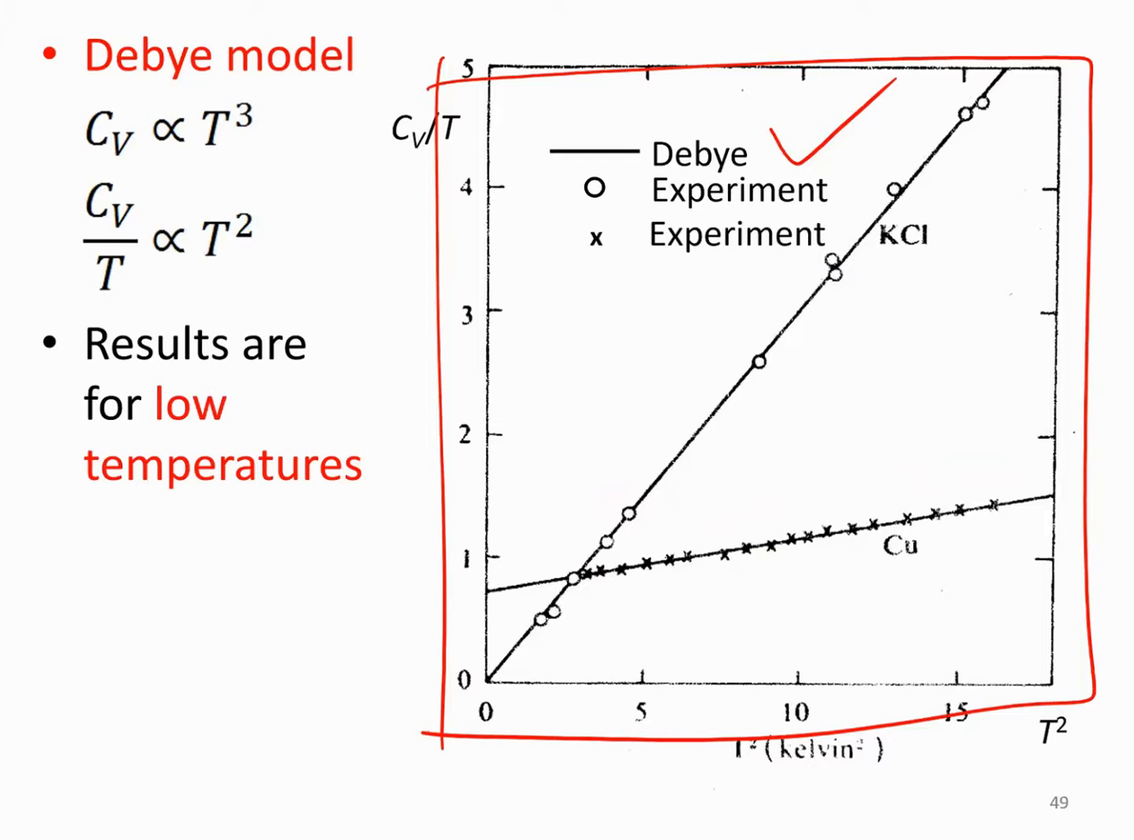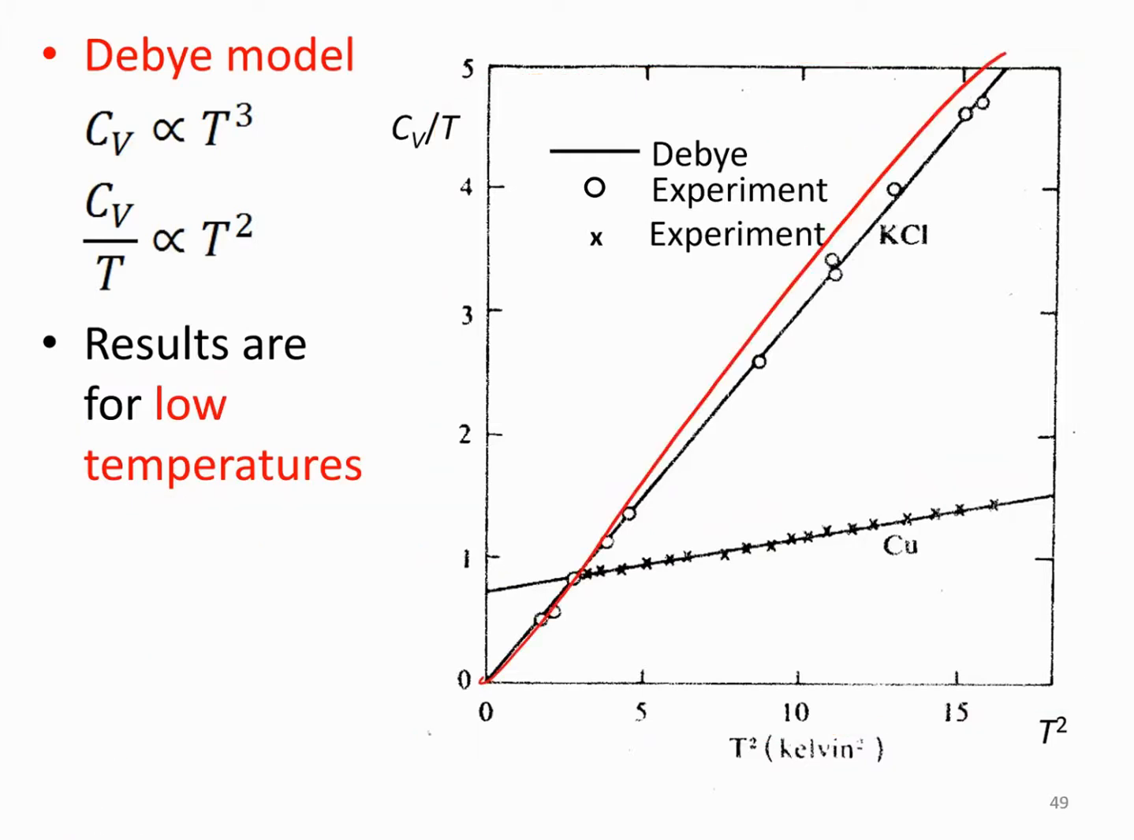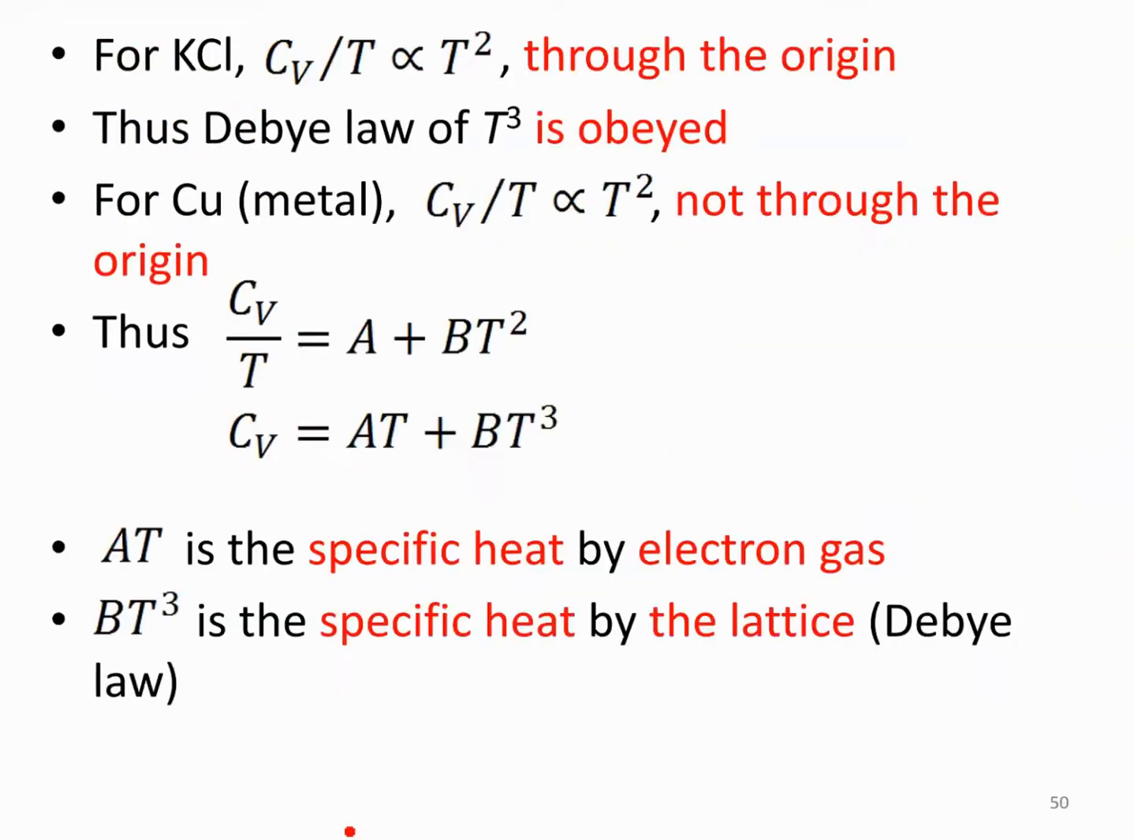Okay, so this result is for low temperature. For high temperature it doesn't matter, it will just go with 3NkB. Okay, but here we have two lines, right? One crosses the zero, one doesn't cross the zero. Copper doesn't cross the zero, and KCl crosses the zero. So I will explain this in the next slide.